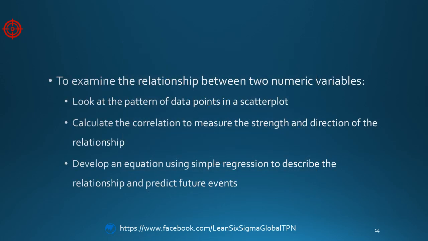Let's review. To examine the relationship between two numeric variables, we can look at the pattern of data points in a scatter plot. We can calculate the correlation to measure the strength and direction of the relationship, and we can develop an equation using simple regression to describe the relationship and predict future events.